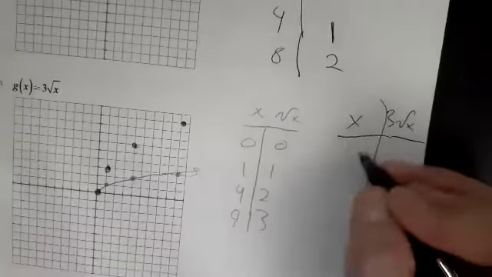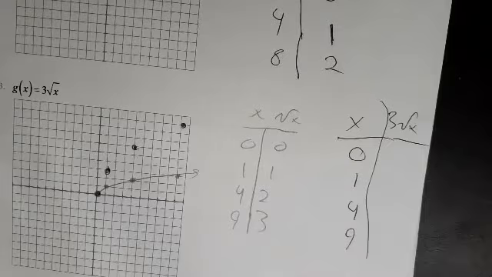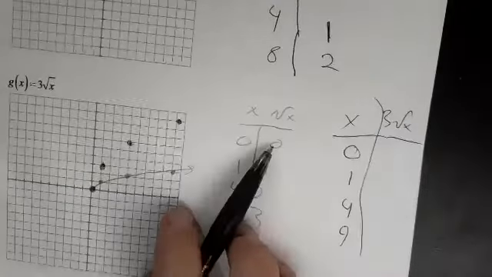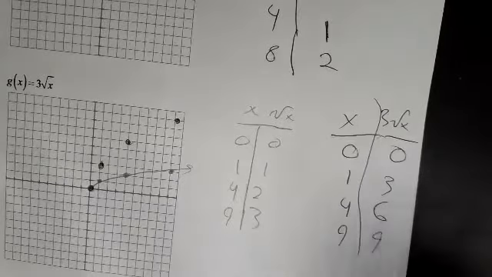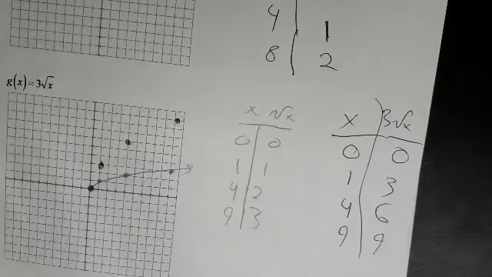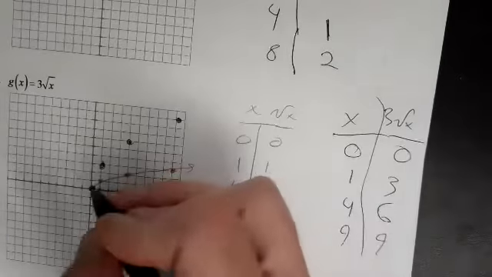If not, you might notice I'm not changing the x values that I'm picking up. But now I'm doing 3 times this. And so these are the points that I'm plotting: 0, 0, 1, 3, 4, 6, and 9. 9 should be the new points.